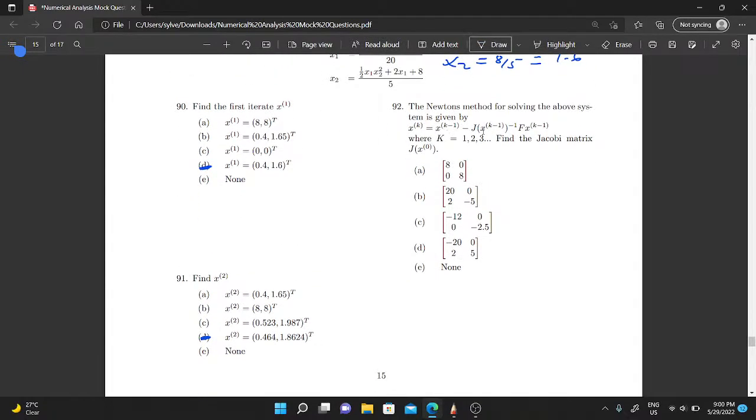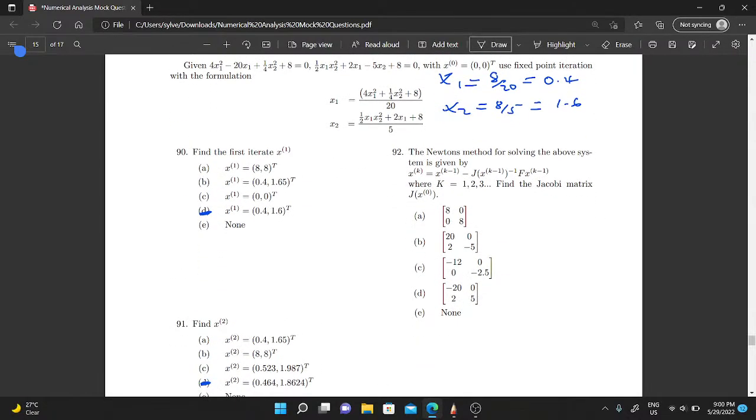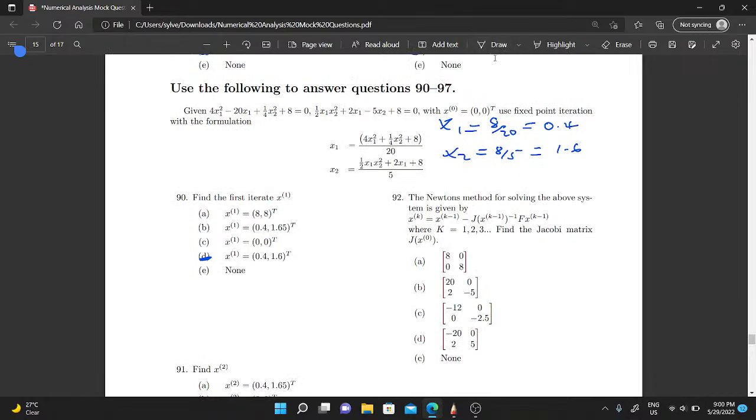It said find the Jacobi matrix. Okay. Now how do you find the Jacobi matrix? That means you're not doing fixed points anymore. We are doing Newton's method. It hasn't even been stated in the question that it's Newton's method for solving, and they didn't give you the equation. So you have to get a Jacobi matrix.